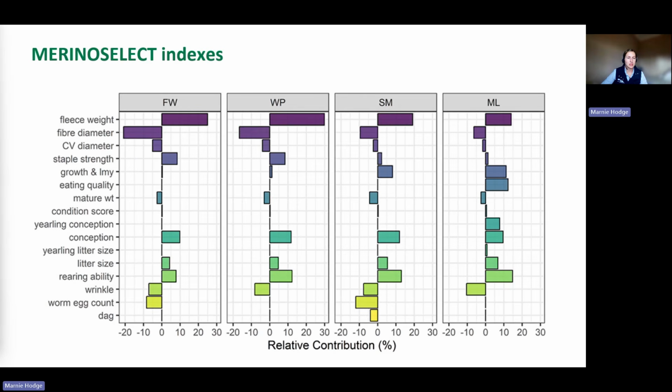So we've got all of the traits in the left-hand side column of this graph here. How they vary, though, is that relative economic contribution that I was talking about. If you focus on fleece weight and fibre diameter, for example, they have a significantly higher economic contribution to the FW index compared to the ML index. So if you or your client got a lot of their profit from selling wool at a nice fine micron, then utilizing the FW index compared to, say, the ML index would be more beneficial in helping make your selection decisions.